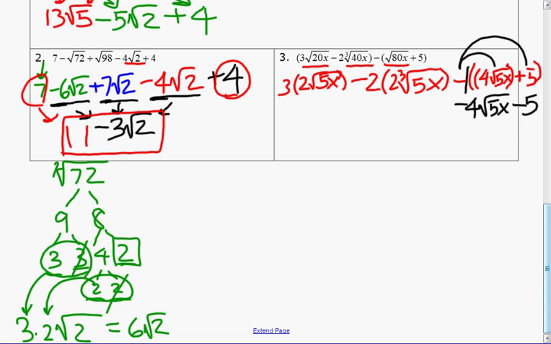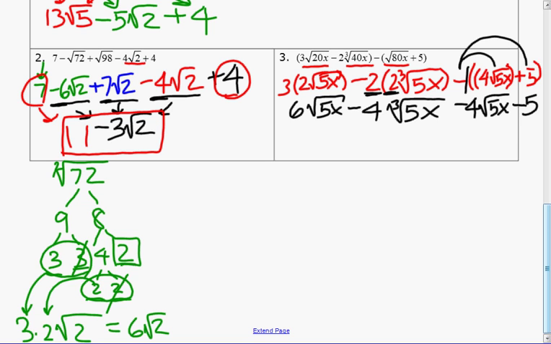Okay, and then these other ones, we'll just multiply these numbers on the outside. So we have a 3 times a 2, and that's 6 square root of 5x. We're going to multiply this 2 by this 2. We have a minus 4 cube root of 5x. Okay? Take a moment, make sure you see what happened, and then now take another moment and determine whether you have like terms here.